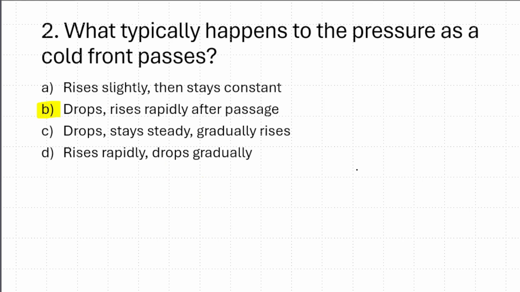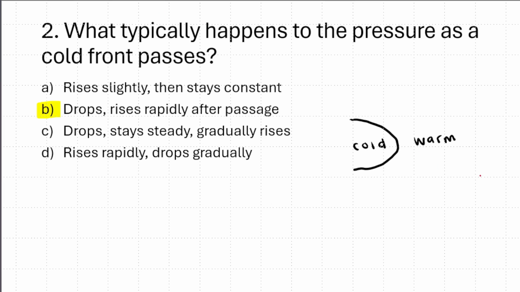Let's think about what's happening in this question, okay? So in this case, let's say we have warm air here, and then we have a cold front moving in, and let's say this is our cold front, and it's trying to undercut that warm air.